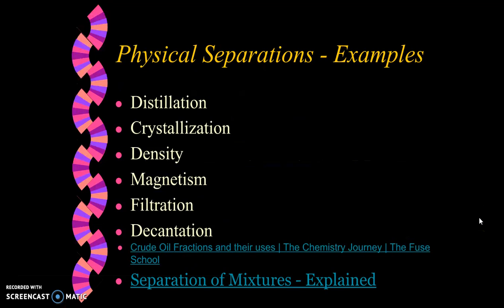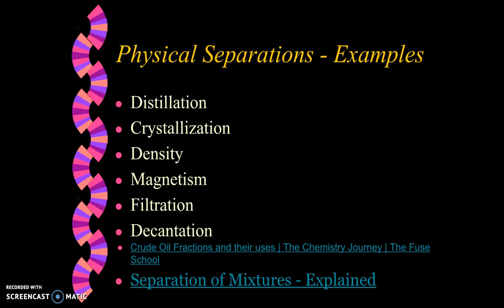Some examples of physical separation include distillation and crystallization. Distillation is when you purify a liquid, like distilled water. Crystallization, you allow something to solidify, and then you can just pull out the solid pieces. You can separate them by density, like the oil and the water. I can use a magnet, like with the iron and sulfur mixture. I can filter something out, like if I had sand in water, I could just filter out the water. Decantation is a specific type of filtering where you pour off the liquid a couple of different times.